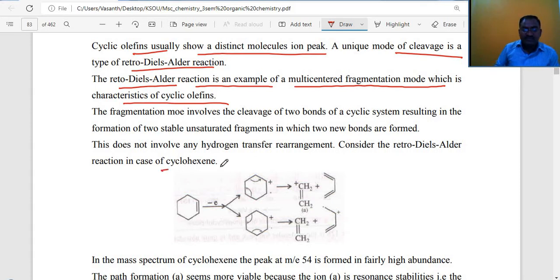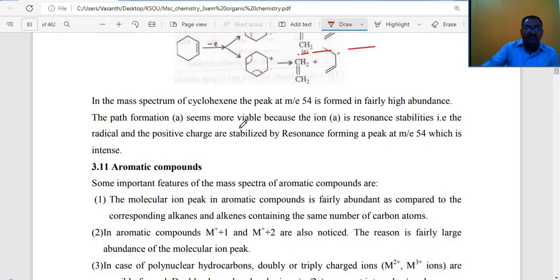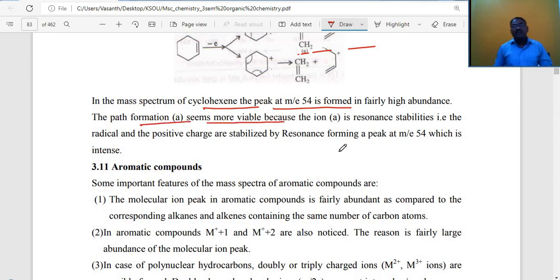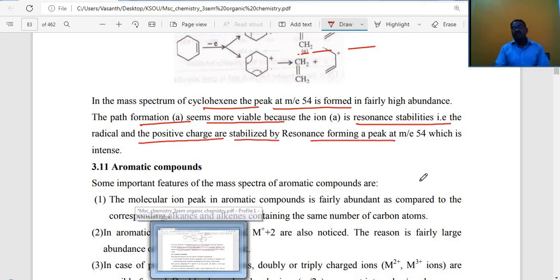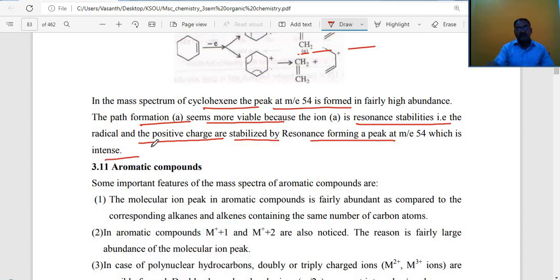This is the example of this one, the cyclohexene molecule. On liberation of these electrons, what we are getting here is the radical cation. On migration of this bond, what we are getting is CH2=CH2 plus CH2=CH2. In the mass spectrum of cyclohexene, the peak at m/e 54 is formed in fairly high abundance. The path formation seems more viable because of the ion's resonance stabilities. The radical and positive charge are stabilized by resonance, forming a peak at m/e 54, which is intense.